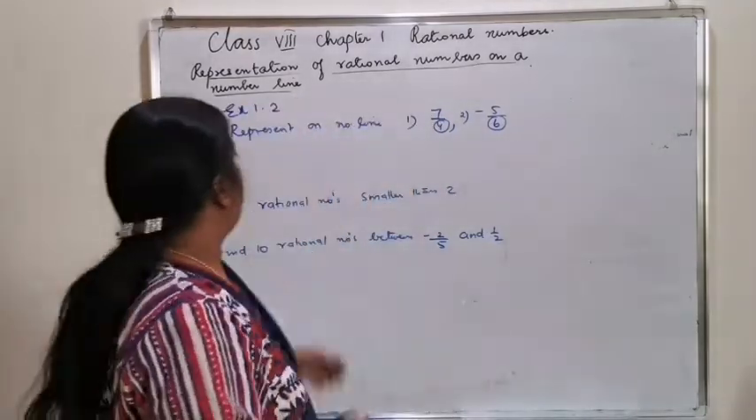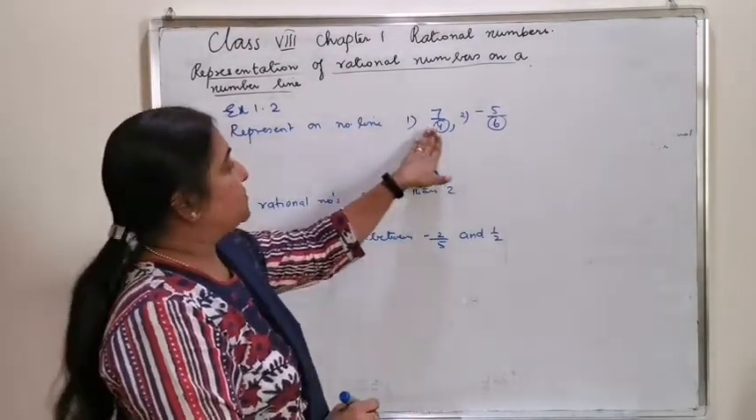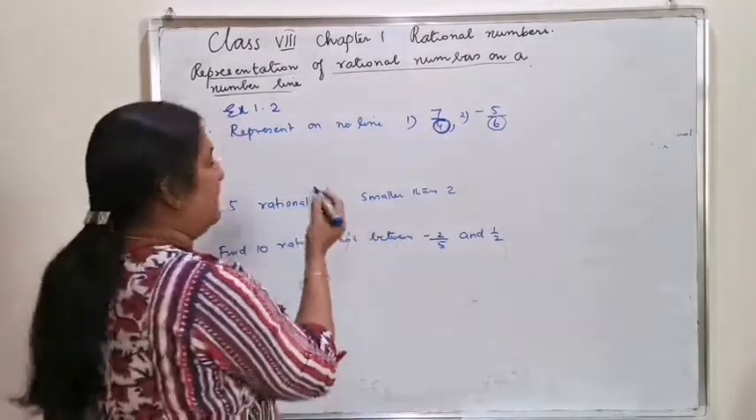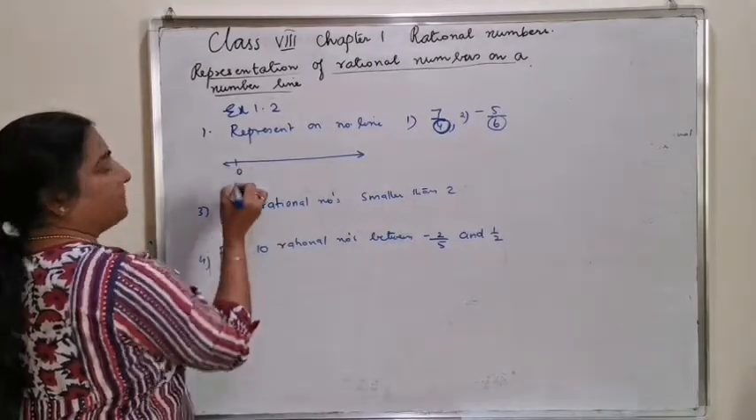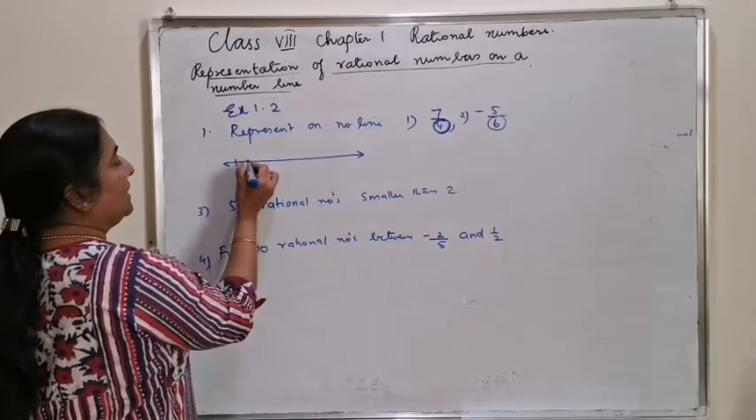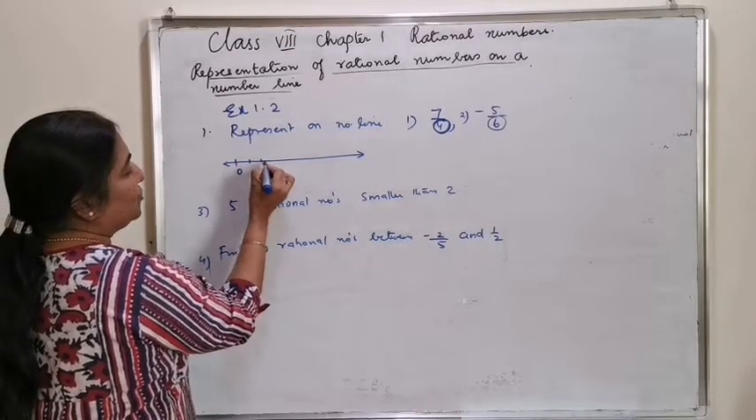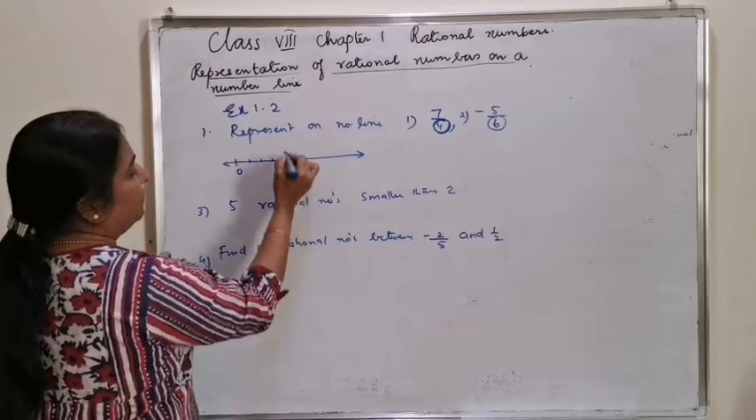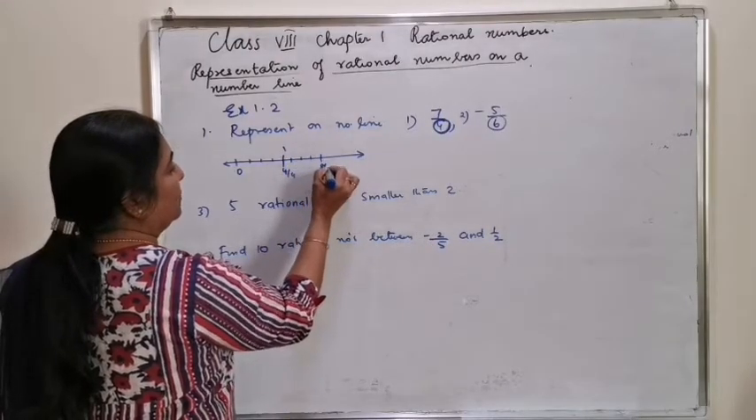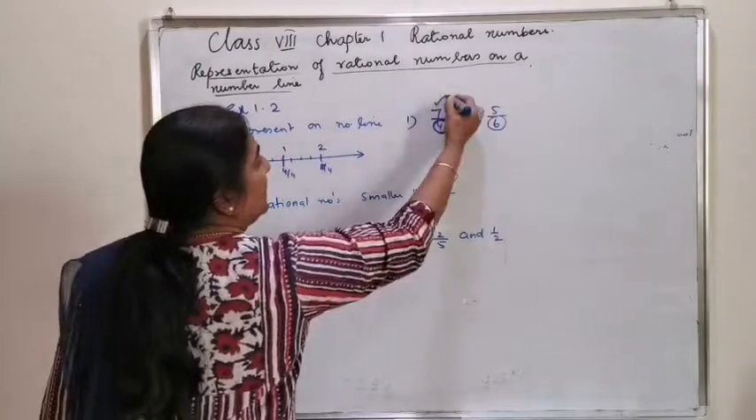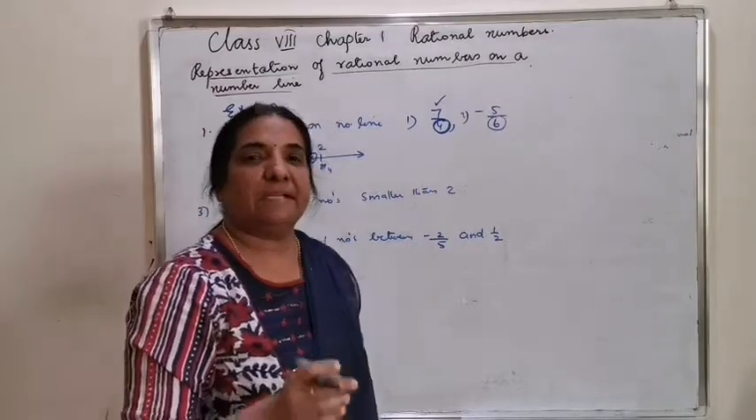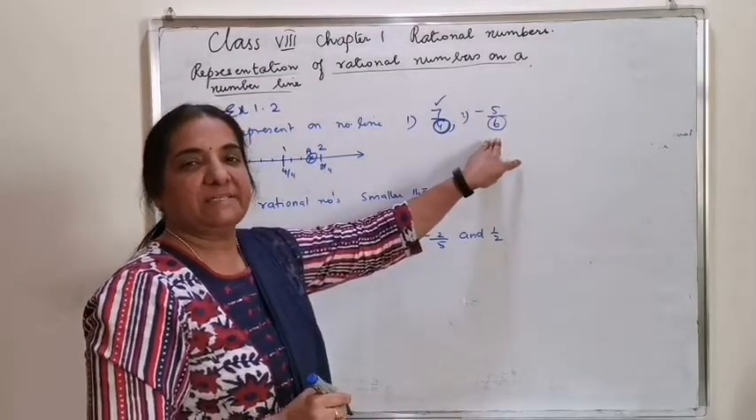Once again, represent on a number line. First one, 7 by 4 and minus 5 by 6. As I told you, depending on the denominator, you draw a number line, divide as 1 centimeter or half centimeter. You can take 4 equal parts as 1 by 4, 2 by 4, 3 by 4, 4 by 4 as 1, 5 by 4, 6 by 4, 7 by 4, 8 by 4 as 2. Now you can mark 7 by 4, and A represents the position of 7 by 4. Similarly, minus 5 by 6.